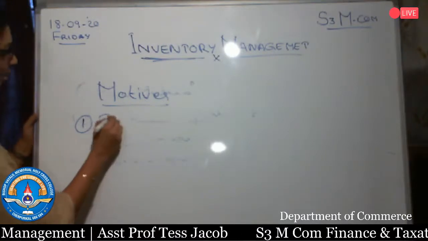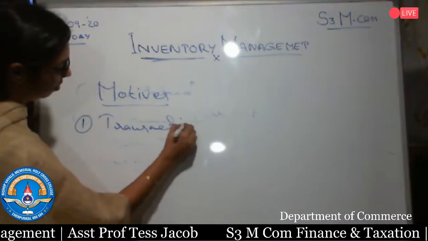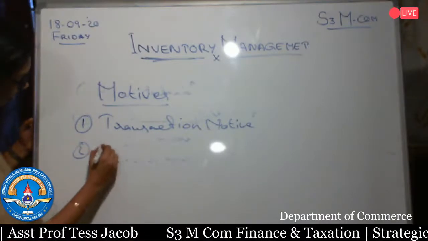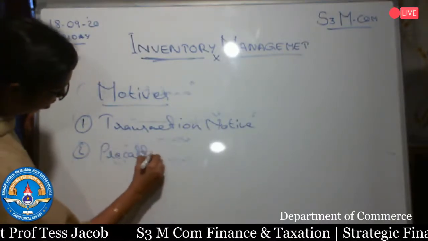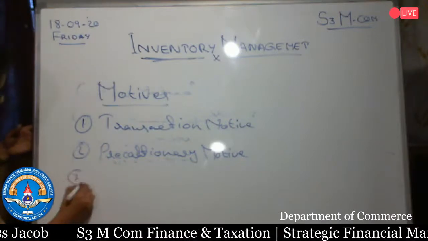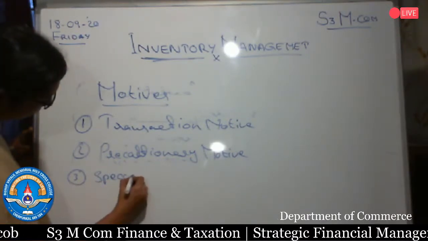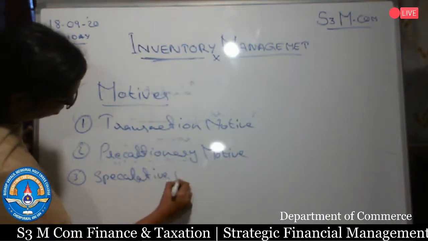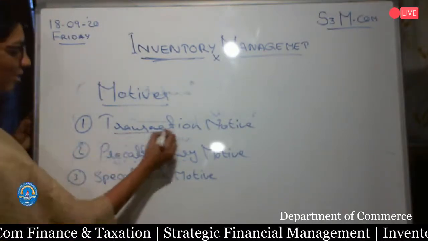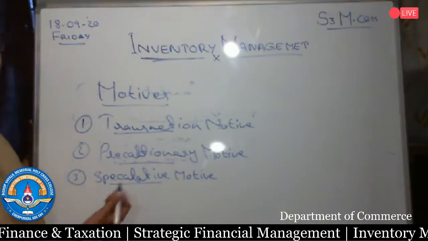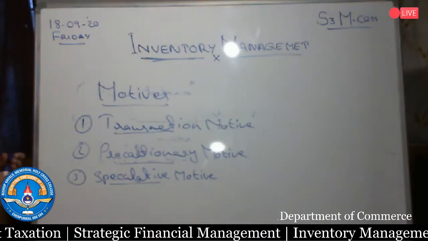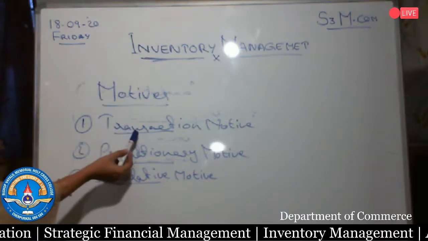First motive, transaction motive. The second motive is precautionary. And the third motive is speculative motive. These are the 3 different motives: transaction, precautionary and speculative. These 3 motives are there for cash management also. So first we will discuss the transaction motive.